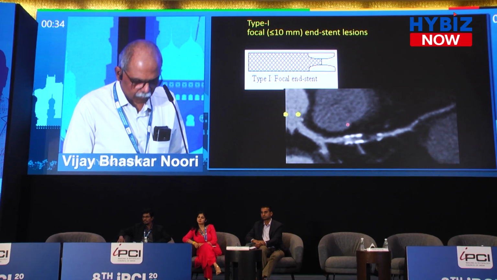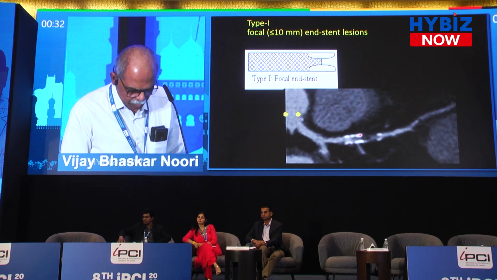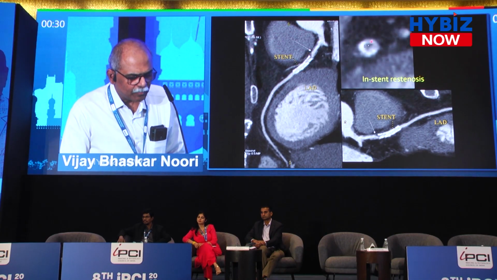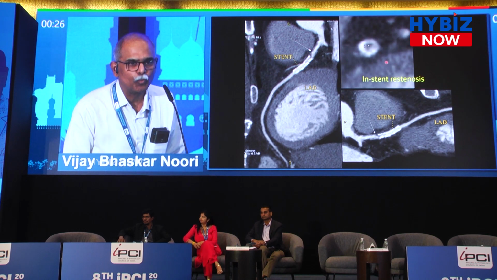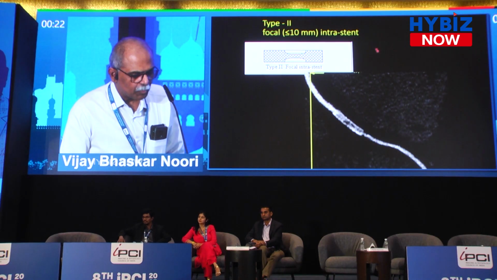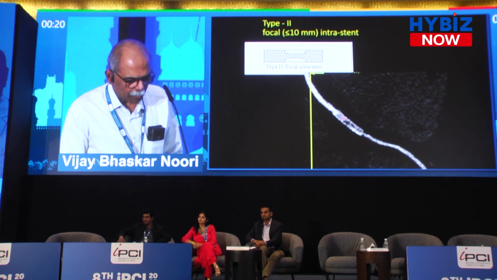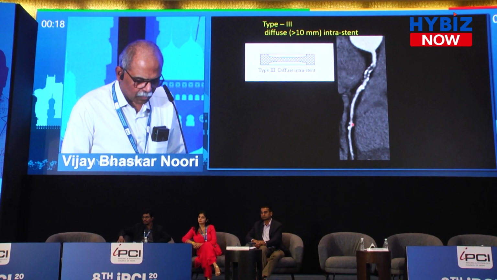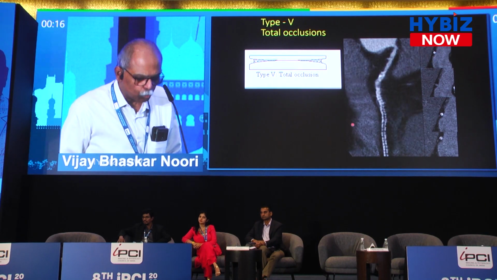Then look at all types of stenosis. Type 1 in-stent stenosis, you can see here. And then look at the cross section. There is hypodensity within the stent lumen. That tells us that there is in-stent stenosis. Similarly, type 2, you can see type 2 in-stent stenosis there. We can look at occlusion.